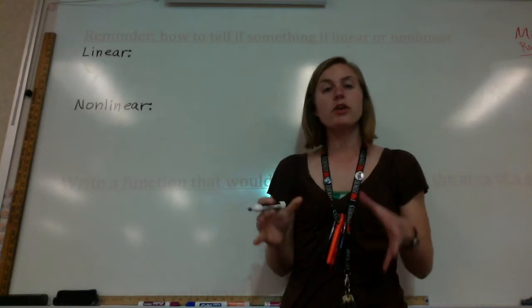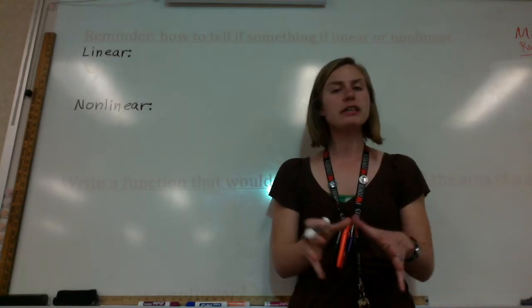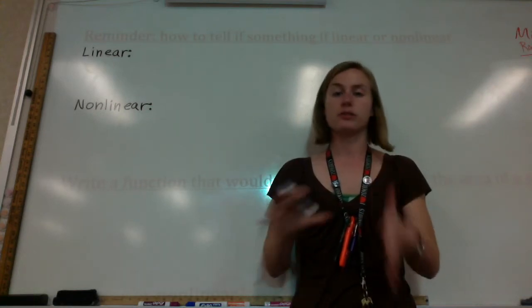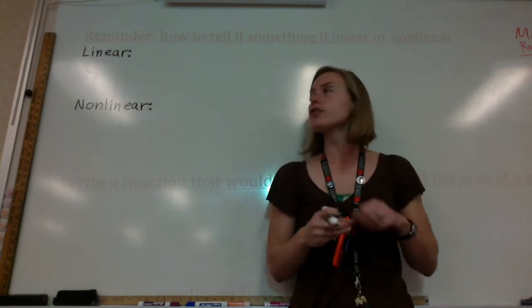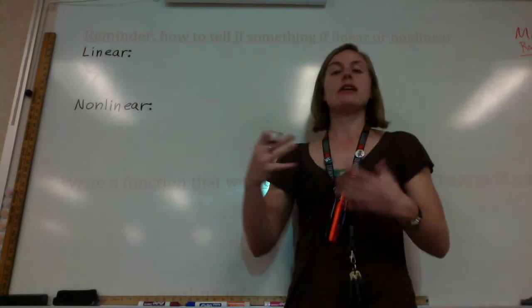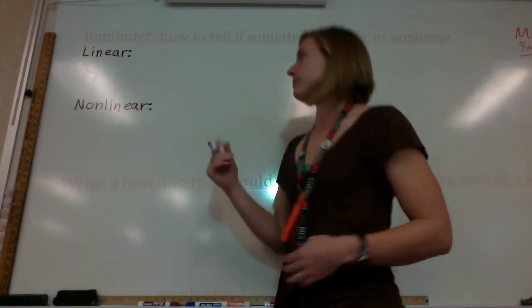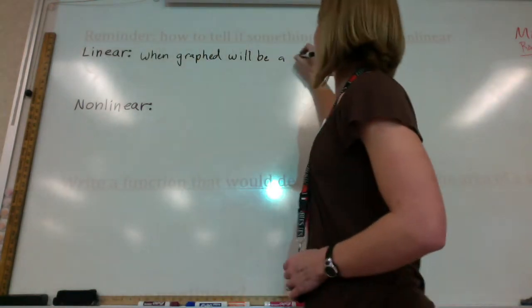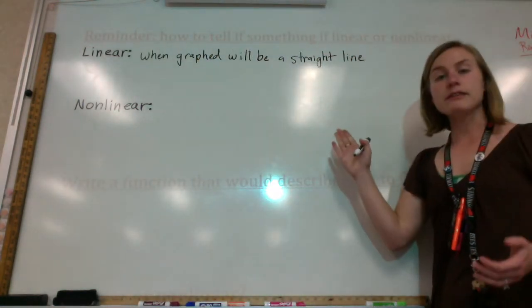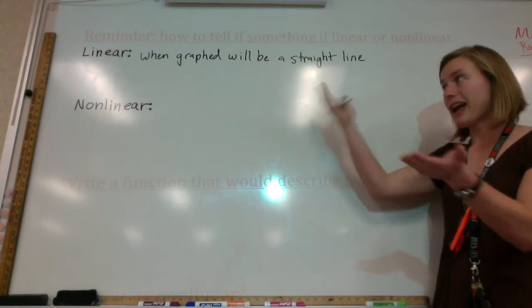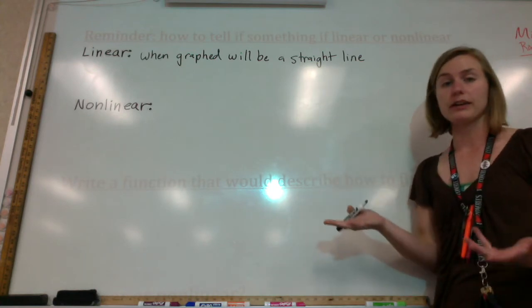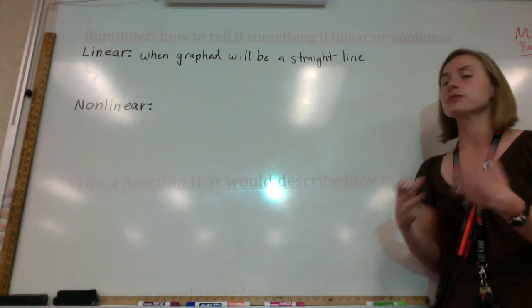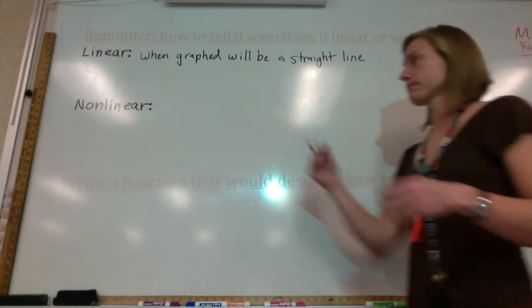We're going to take a moment to go back to linear and nonlinear just to get it straight in our heads of how to tell which is which as we go forward. So you might remember that linear means that when we graph it, it's going to be a straight line. This definition, of course, makes sense because linear has the word line as the first 4 letters. Now, nonlinear, of course, when you graph, it's not going to be a straight line.